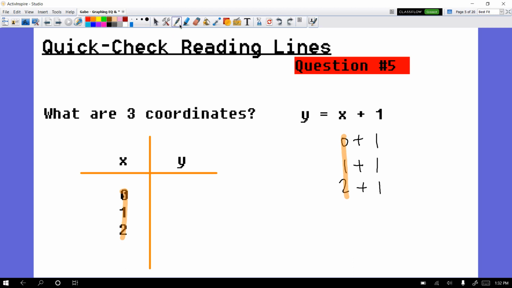Now all we have to do is figure out what it equals, and that will be our y. See, look, y. 0 plus 1 is 1, 1 plus 1 is 2, 2 plus 1 is 3. There are 3 ordered pairs right there. So eventually this is going to have to get done with fidelity consistently.